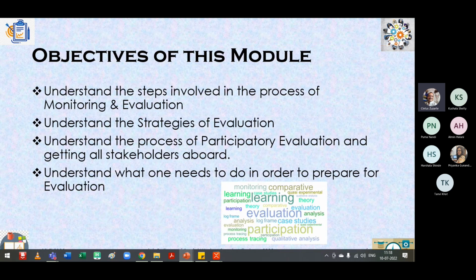So let us see my objectives, which when I was preparing, I said, let me put it down so that you know your take home from this entire session. Your take home is the steps involved in the process of monitoring and evaluation. And how do you understand the strategies of evaluation? How do you understand the process of participatory evaluation and getting all stakeholders aboard? So who are those stakeholders that we are going to take into consideration, into consultation, when we're looking at participatory evaluation? What do you need to do in order to prepare for evaluation? So as simple as that. So these are the objectives.